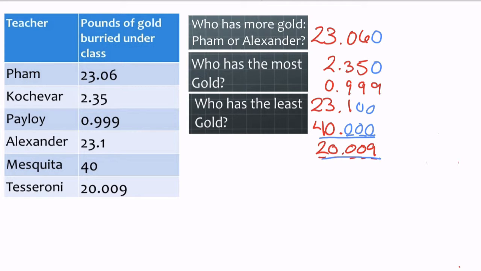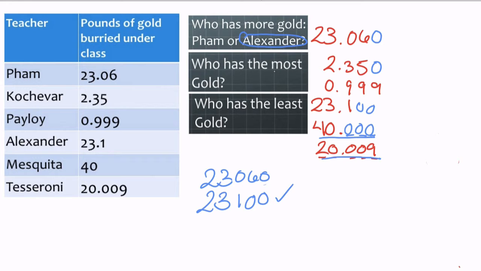Who has more gold, Pham or Alexander? So Pham was up here, looks like 23,600. I'm just going to write this down here as a whole number. And Alexander, she has 23,100. And actually, I think I made a mistake. So let me go back. I'm glad I'm double checking here. It looks like it's 23,060. Now we look at it again. And Alexander, 23,100. So it clearly looks like she has more gold. So I'm going to circle Alexander here.